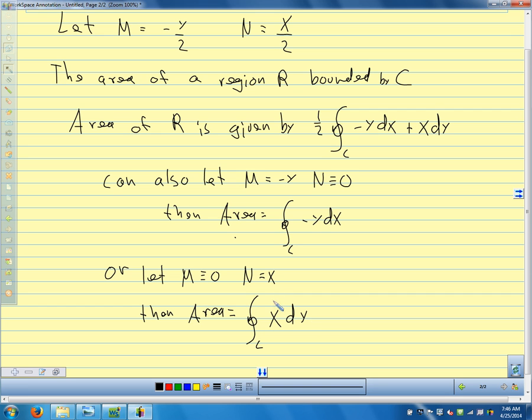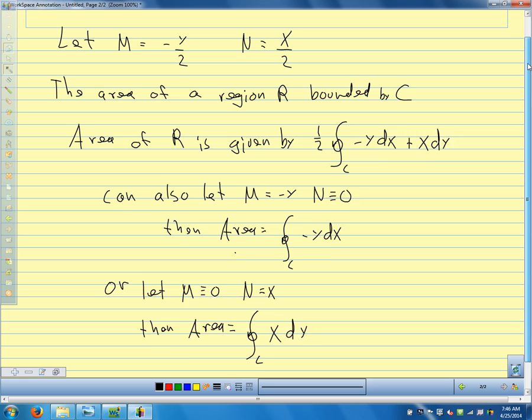So we're running Green's theorem. If we apply Green's theorem to this quantity, if M is 0 and N is x, then our partial of N with respect to x is 1. Green's theorem tells us this line integral is just the area of the region. Same thing here. If M is negative y, then Green's theorem tells us that this line integral is the double integral of 1 dA, and we get the area of the region.